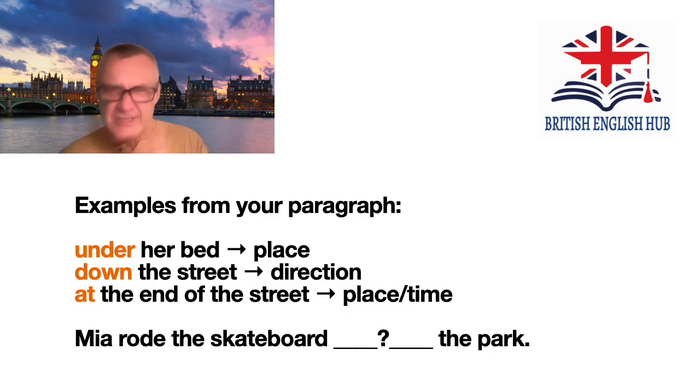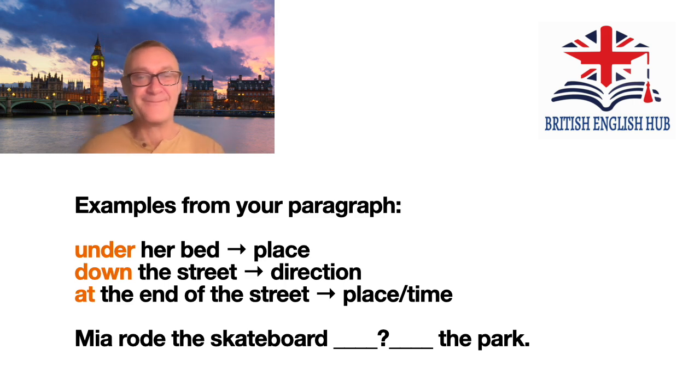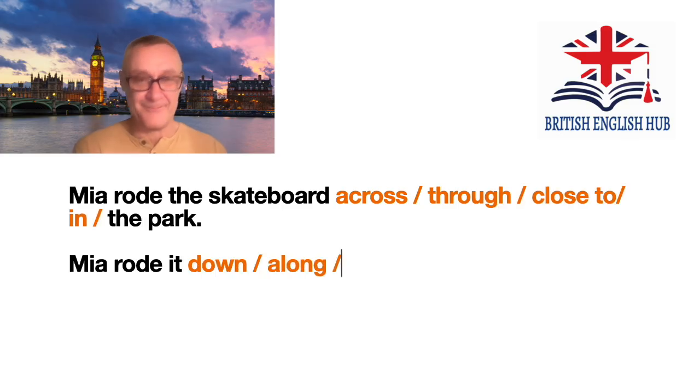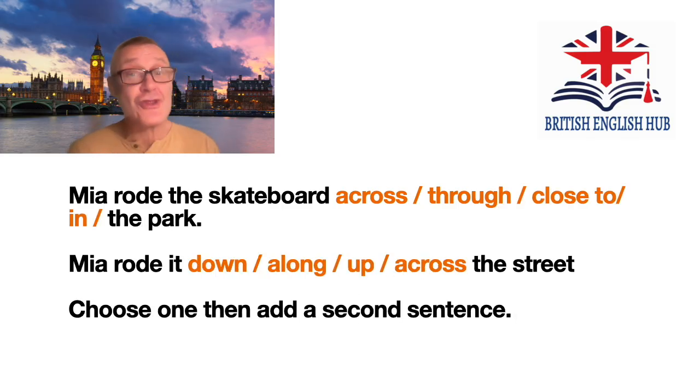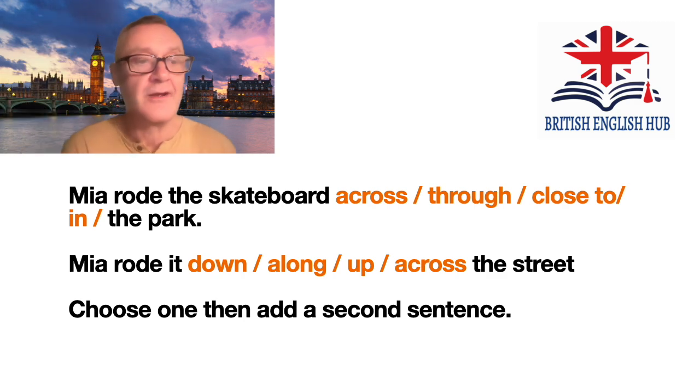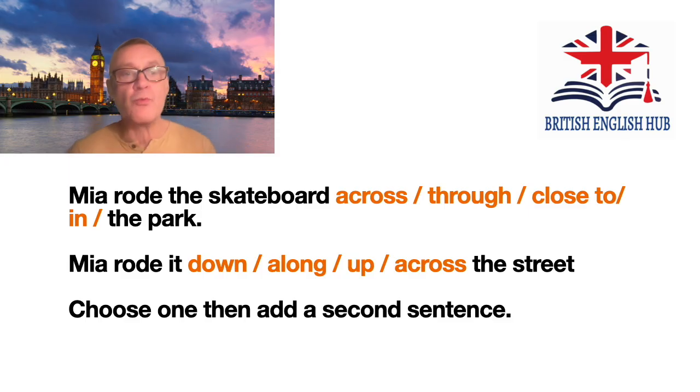So let's throw it to you. Mia rode the skateboard. What would be the missing preposition? Tell me. The answer is, here we go. So Mia rode the skateboard either across, through, close to, or in the park. All of them are correct. Across meaning from one side to the next. Through again would be from the entrance to the exit in a kind of linear direction. Close to is obviously near, and in, inside the park. Mia rode it down, along, up, or across the street. Again, you could use whatever one you want.